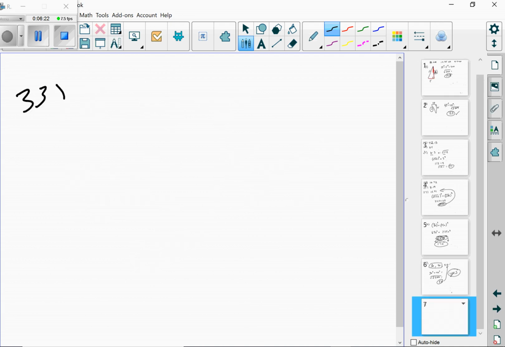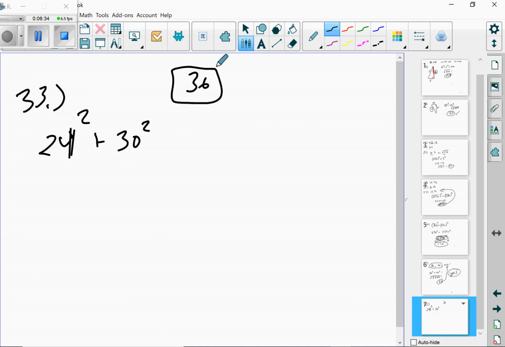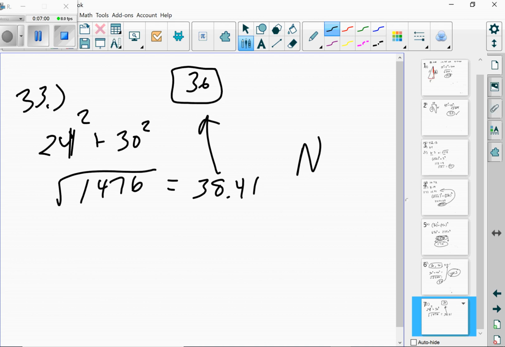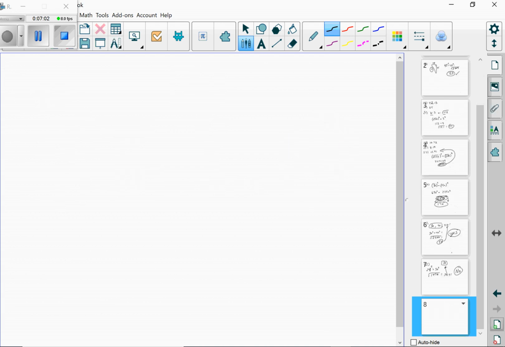33. I've got 24 squared plus 30 squared. Supposed to equal 36 is my number. That's kind of what we're testing for. So we'll do the test here. I want to say that that's 570 something, but I'll check it on the calculator. 24 squared plus 30 squared is 1476. I got to square root that. I'm getting 38.41. That's not 36. This is a no. This is not a right triangle. Okay, you do not have the measurements of a right triangle.